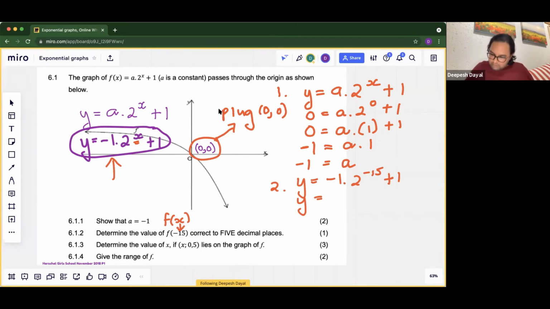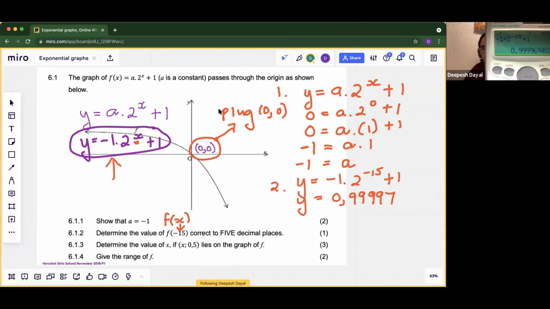Okay, 0.99. Yes, that's what I got as well. 0.99997. We all got the same, so it should be right. Those of you that didn't get this, ooh, I see some other kinds of answers as well. 1 point something, something, something. Please try it again. Try it again. Wish I could show you the calculator screen. I don't think I can show you, but minus 1 times 2 to the power minus 15 plus 1.